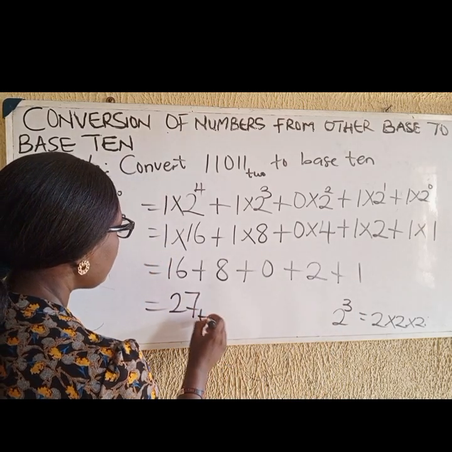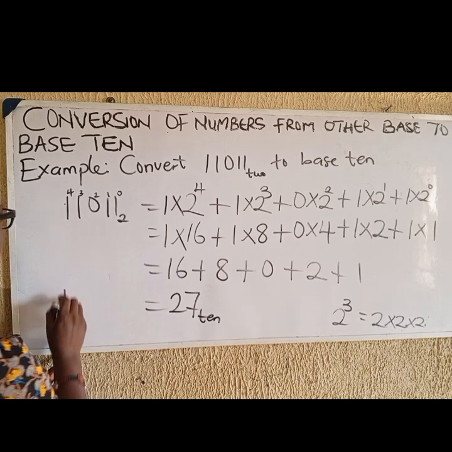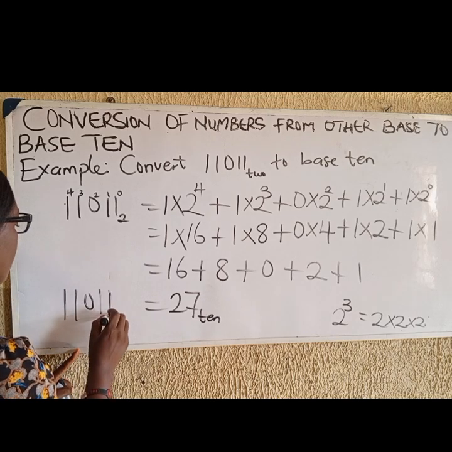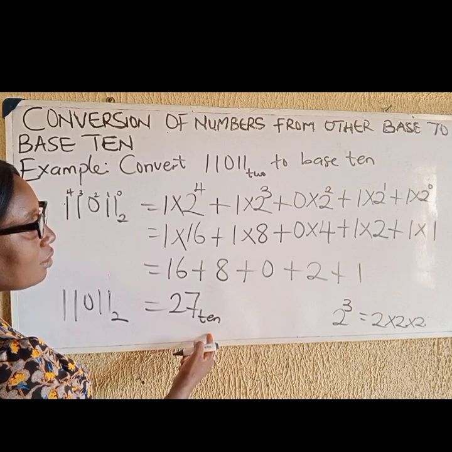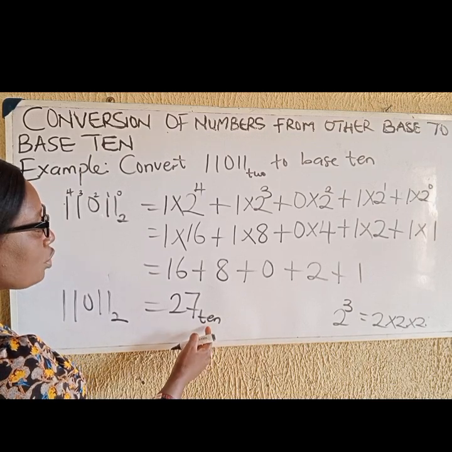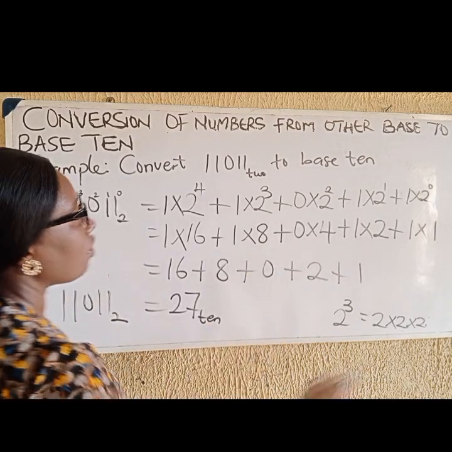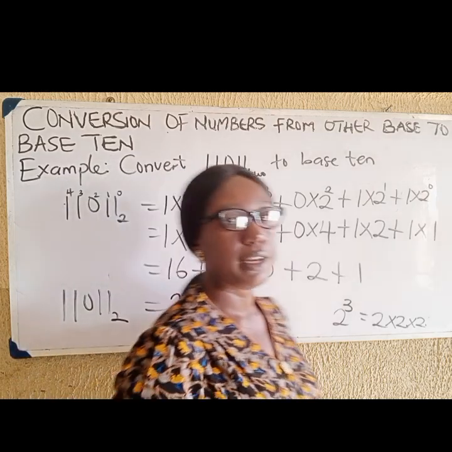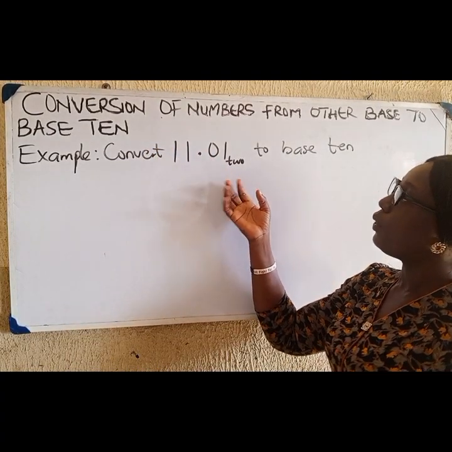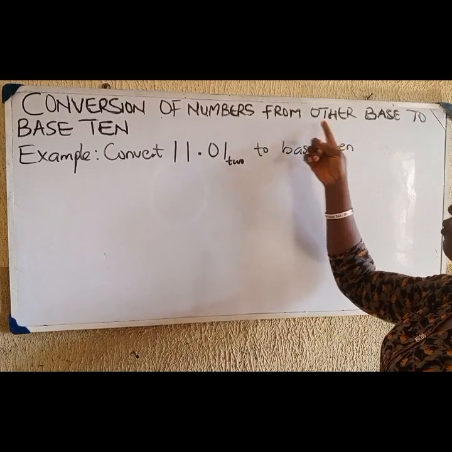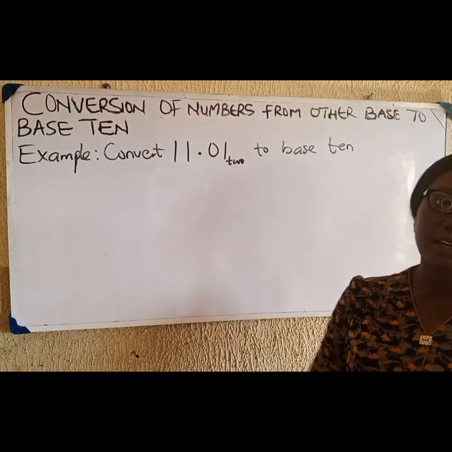So, which is in base 10, this is 11011 in base 2 is equal to 27 in base 10. Remember to always put the base which you converted to. I hope it's clear. Also see another example on how to convert from other base to base 10.